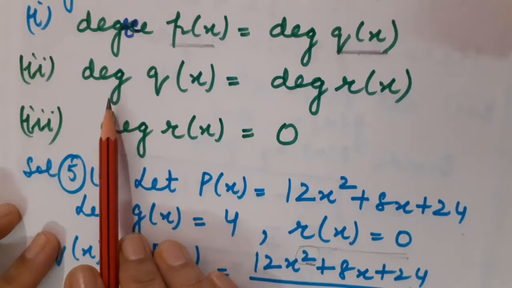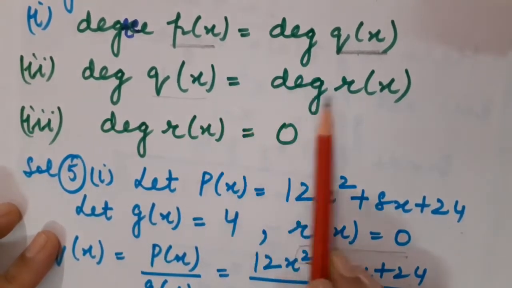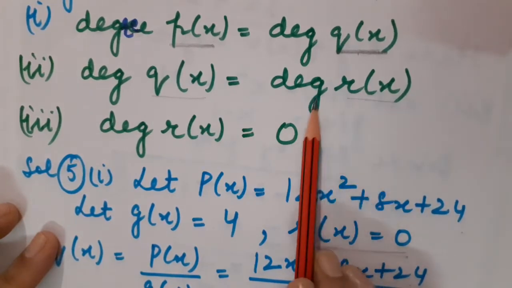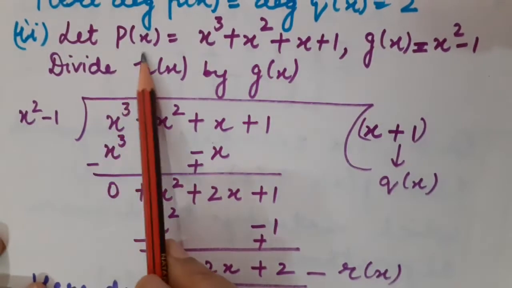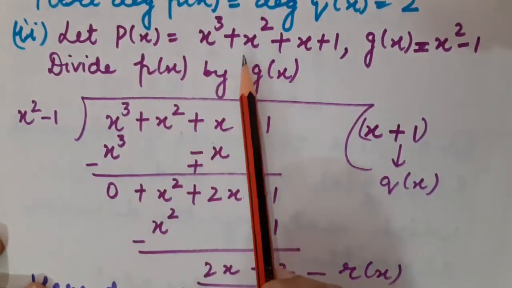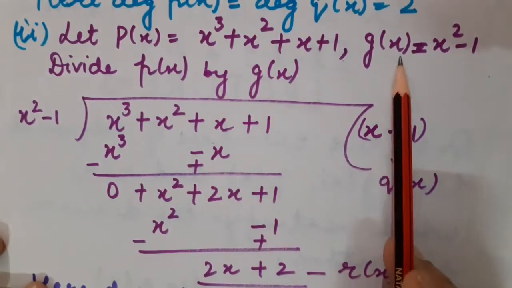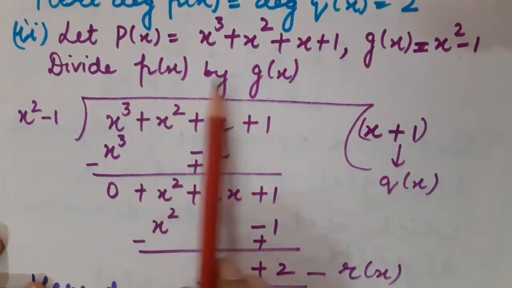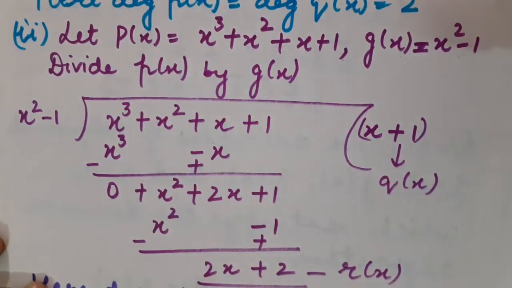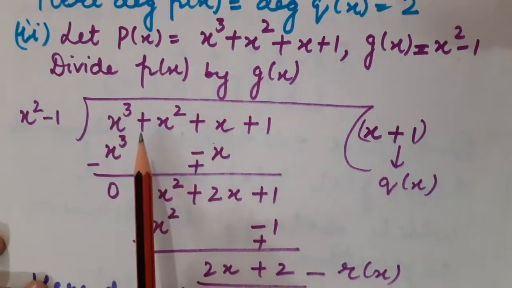Now, what is the second part? Degree of qx, means the degree of quotient, that must be equal to degree of rx, means the degree of remainder. Now, children, from my assumption, I have taken px is equal to x cube plus x square plus x plus 1 and gx I have taken as x square minus 1. I have to divide px by gx. Basically what I have to prove? I have to prove that degree of qx must be equal to degree of rx. Fine. So let us start division.